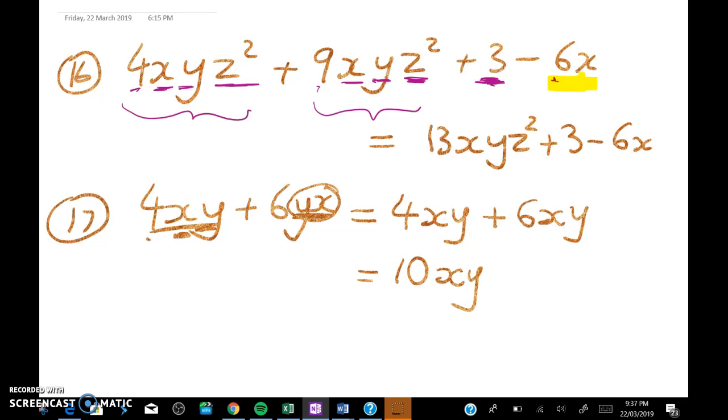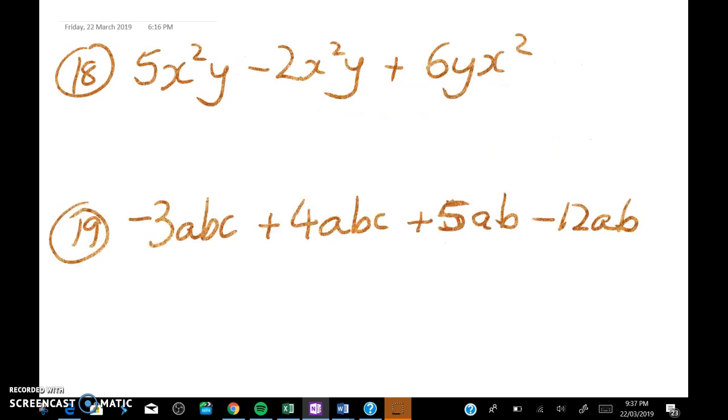Okay, 3 left, and then we're done. Maybe 2 left. I think I got lazy. I didn't do number 20. So, number 18 has got this. I've got 5 lots of x squared y. Here I've got minus 2 lots of x squared y. And here I've also got 6 lots of x squared y. So all 3 of these are like terms. So what do we get here?